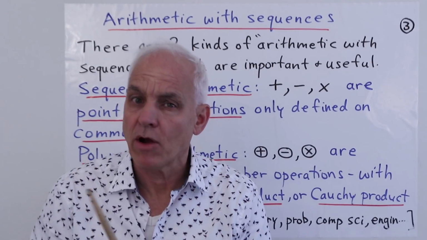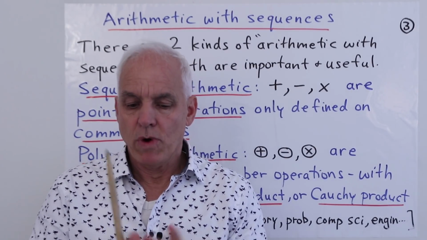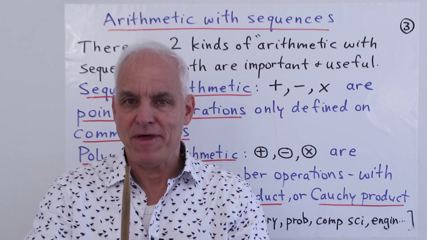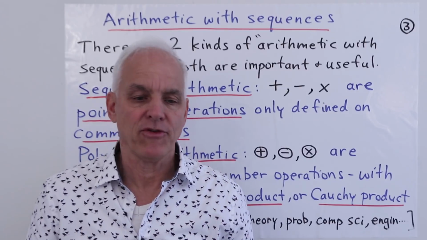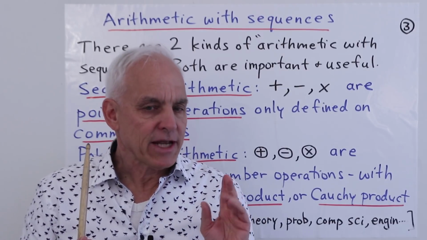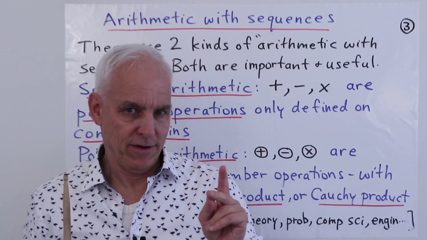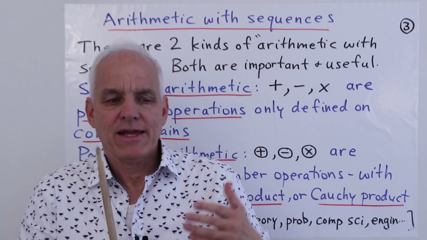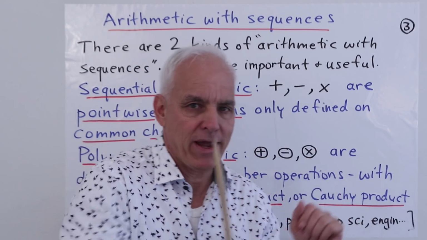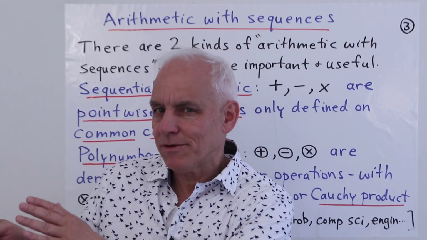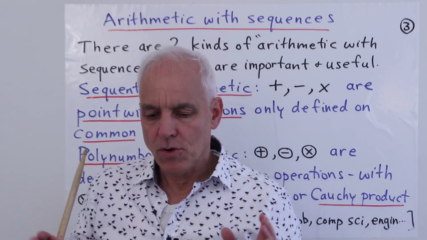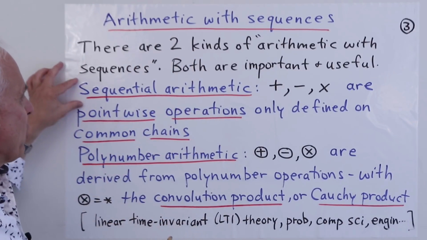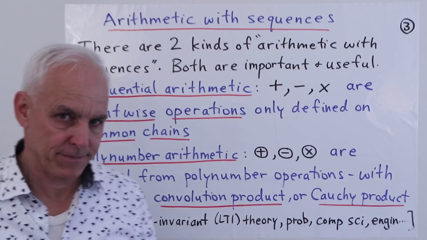Now I want to say a little bit about arithmetic with sequences. When we're working with sequences, it's natural for us eventually to want to do arithmetic with them, to add them, subtract them, multiply them, and so on. There are at least two different ways of doing this, which makes the subject a bit complicated, because in some applications we want to do things one way, and in others slightly differently. Because we want to be precise, I want to distinguish these two things. I'm going to call them sequential arithmetic and polynumber arithmetic.